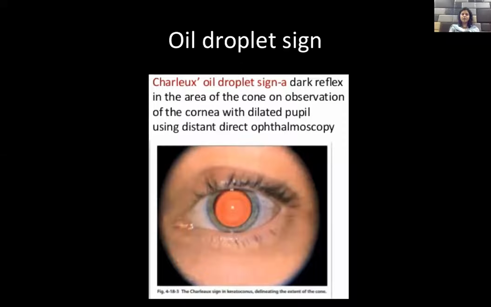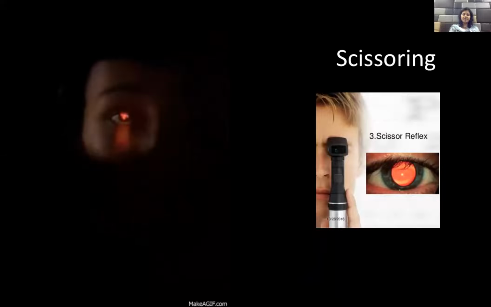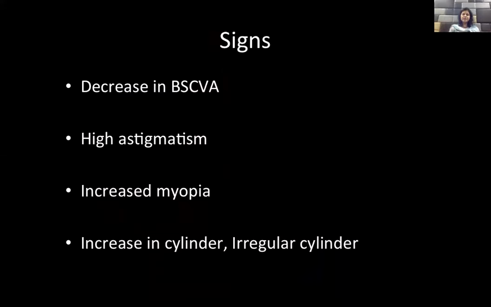Now, in distant direct ophthalmoscopy, you can see this oil droplet sign, which is a dark reflex in the area of the cone. Then you can also see the scissoring reflex, wherein the retinoscopy reflex does not move very regularly. When you do refraction for the patient, you will see that with spectacles, they don't improve up to 6/6. The patient may have high astigmatism. The myopia may have increased from the last visit or from their present glass prescription. The cylinder power may have increased, or the cylinder may be irregular.